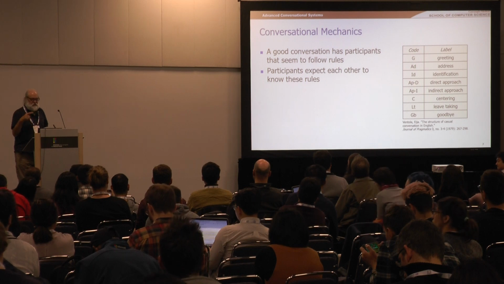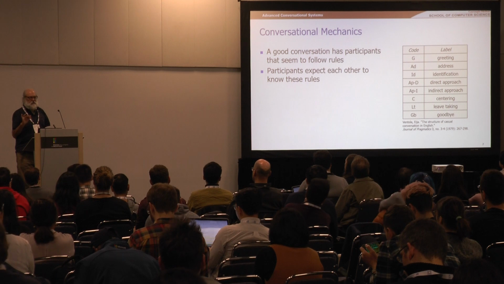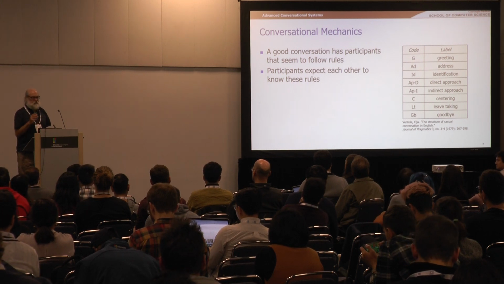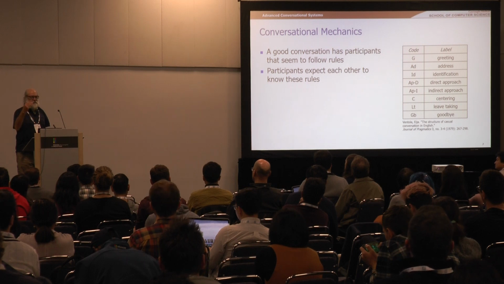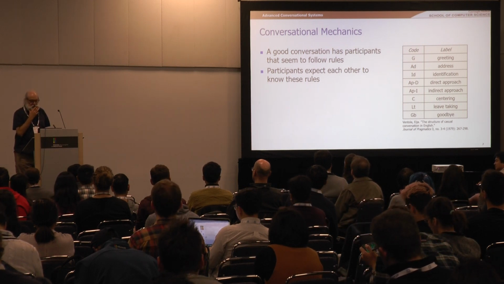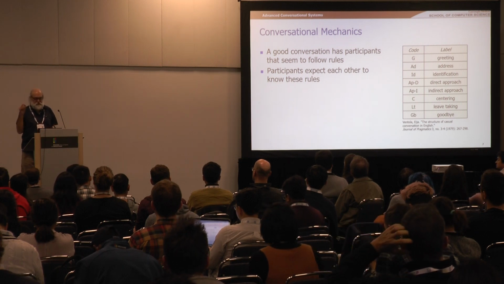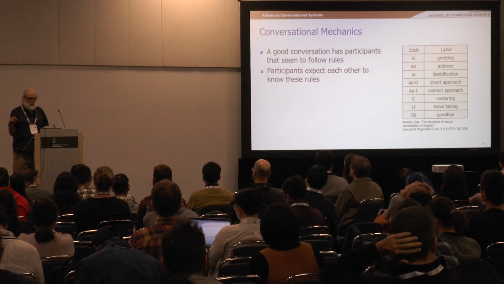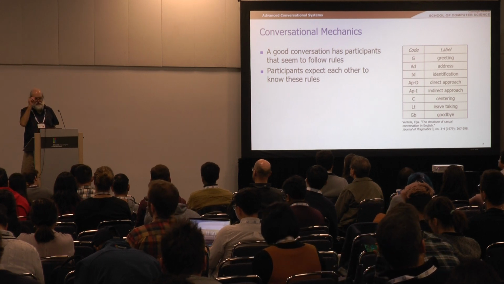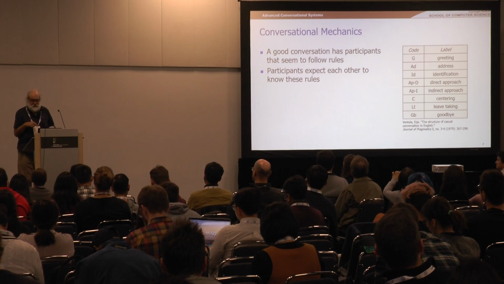So I think the kinds of systems we build will have to have some level of representation that mirrors this kind of organization. There needs to be a high-level plan for the conversation. So having said that, what I'd like to do is talk a little bit about some of the data that we've been looking at.